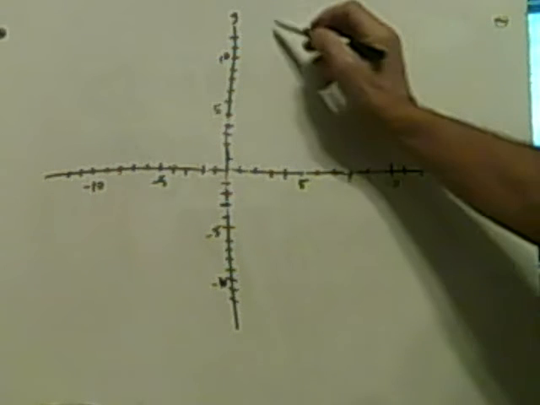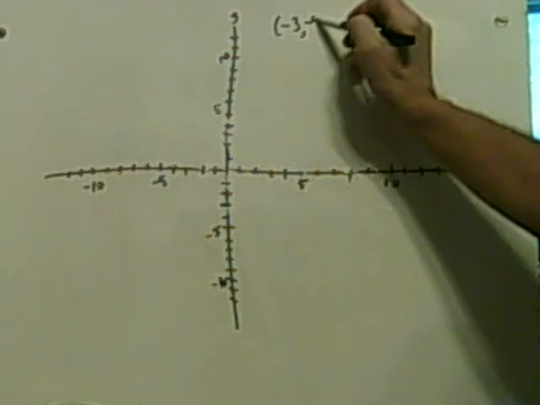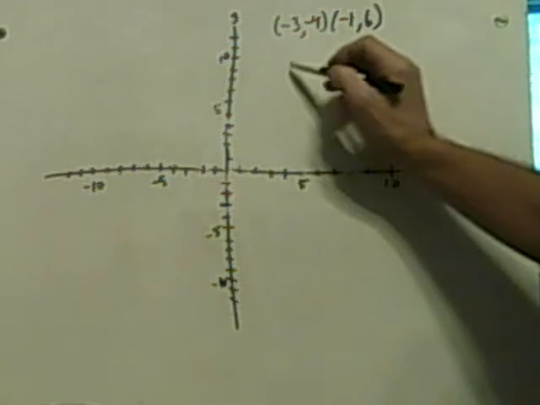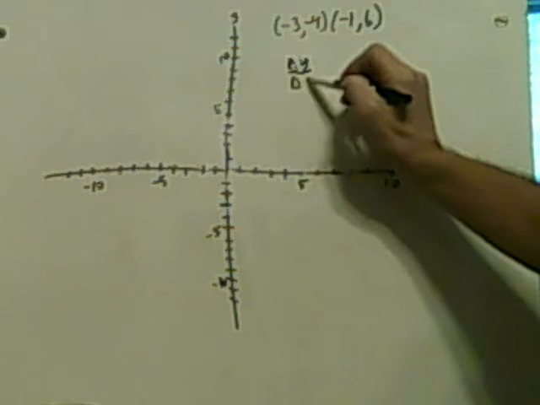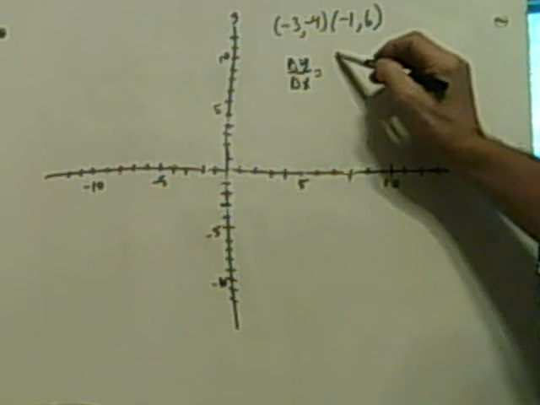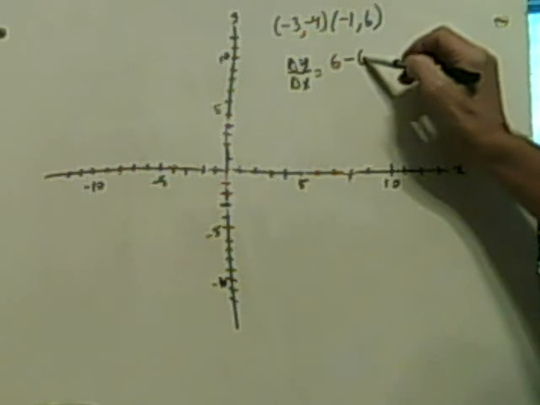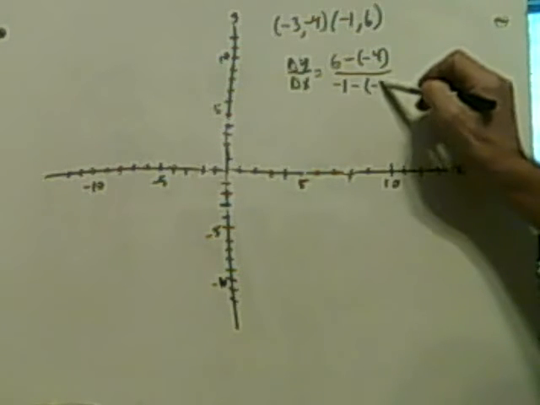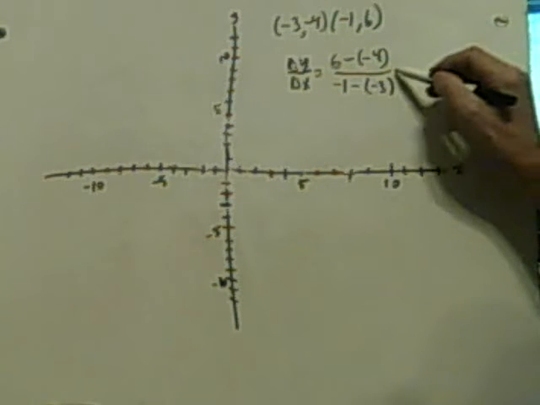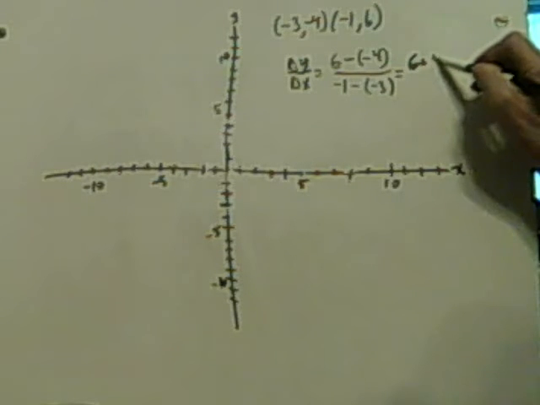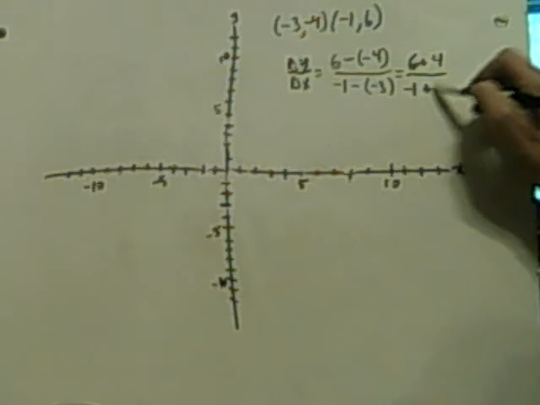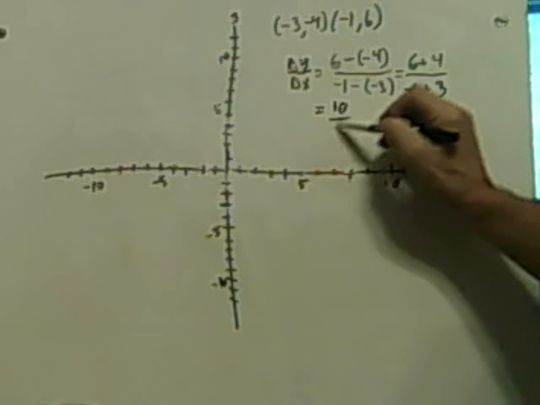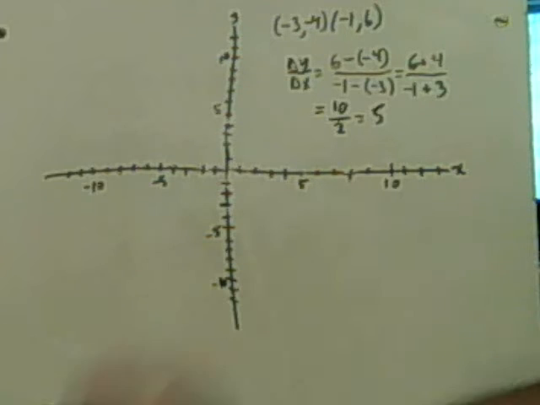Next one, (negative 3, negative 4), (negative 1, 6). Delta y over delta x equals 6 minus negative 4 over negative 1 minus negative 3. We get a lot of negatives in there, but that's just 6 plus 4 over negative 1 plus 3. That's just equal to 10 over 2 equals 5. That slope is 5.